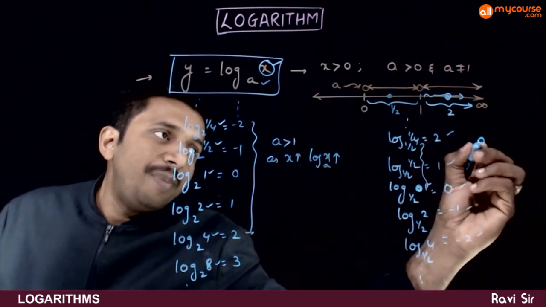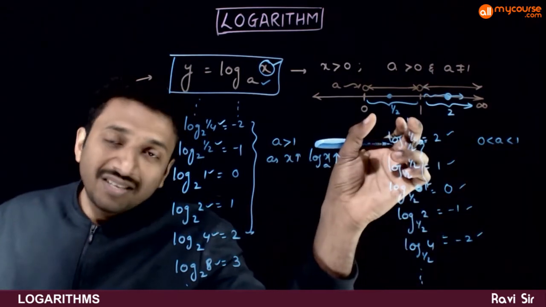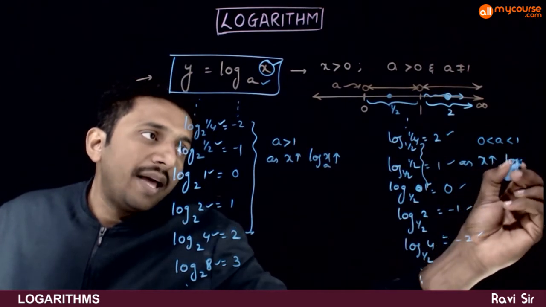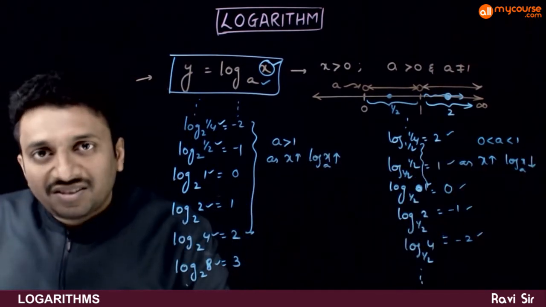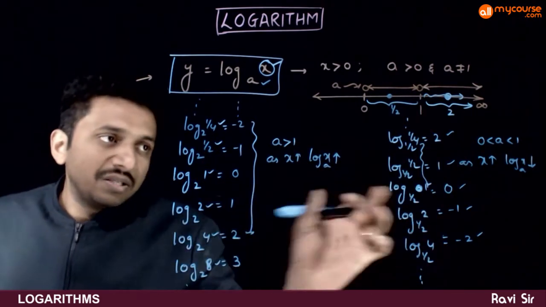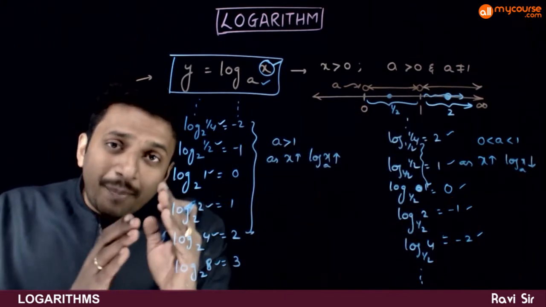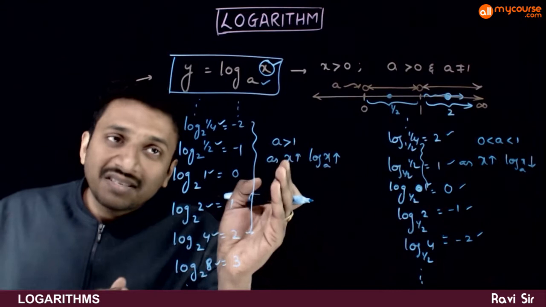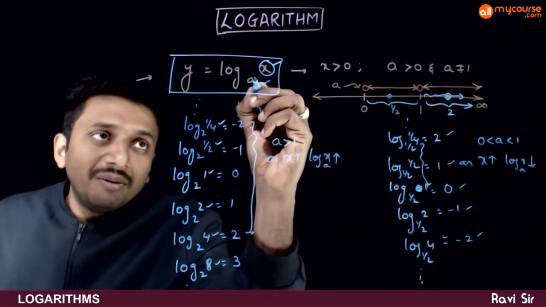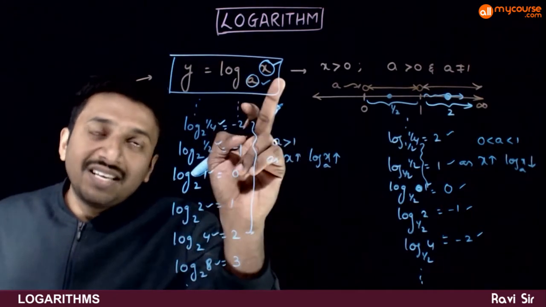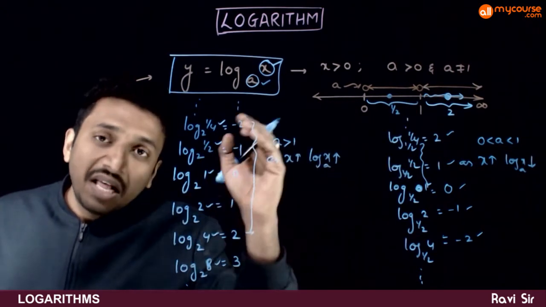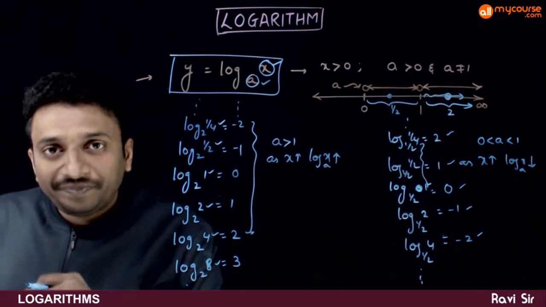That is, if the base is in between 0 and 1, if the base is a fraction, then as x increases, log x to the base a has to decrease. So this is the pattern in which log changes as the number inside log changes. You need to remember it in 2 steps. If the base is greater than 1, then as x increases, log x increases. If the base is in between 0 and 1, as x increases, the value of log x decreases.